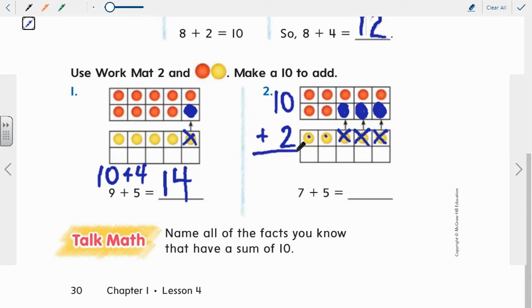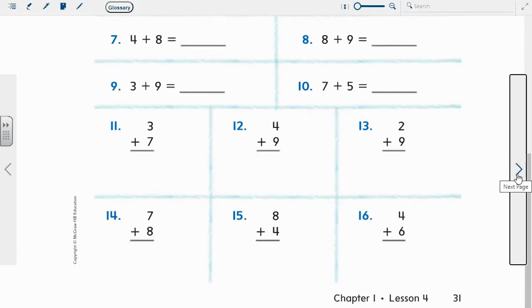All right. 10 plus 2 is a lot easier, in my opinion, than 7 plus 5. So now I can look and say, all right, well, 0 plus 2 is 2. 1 plus 0 is 1. So my answer here is 12. All right, it is 12. Let's go ahead and turn to the next page.